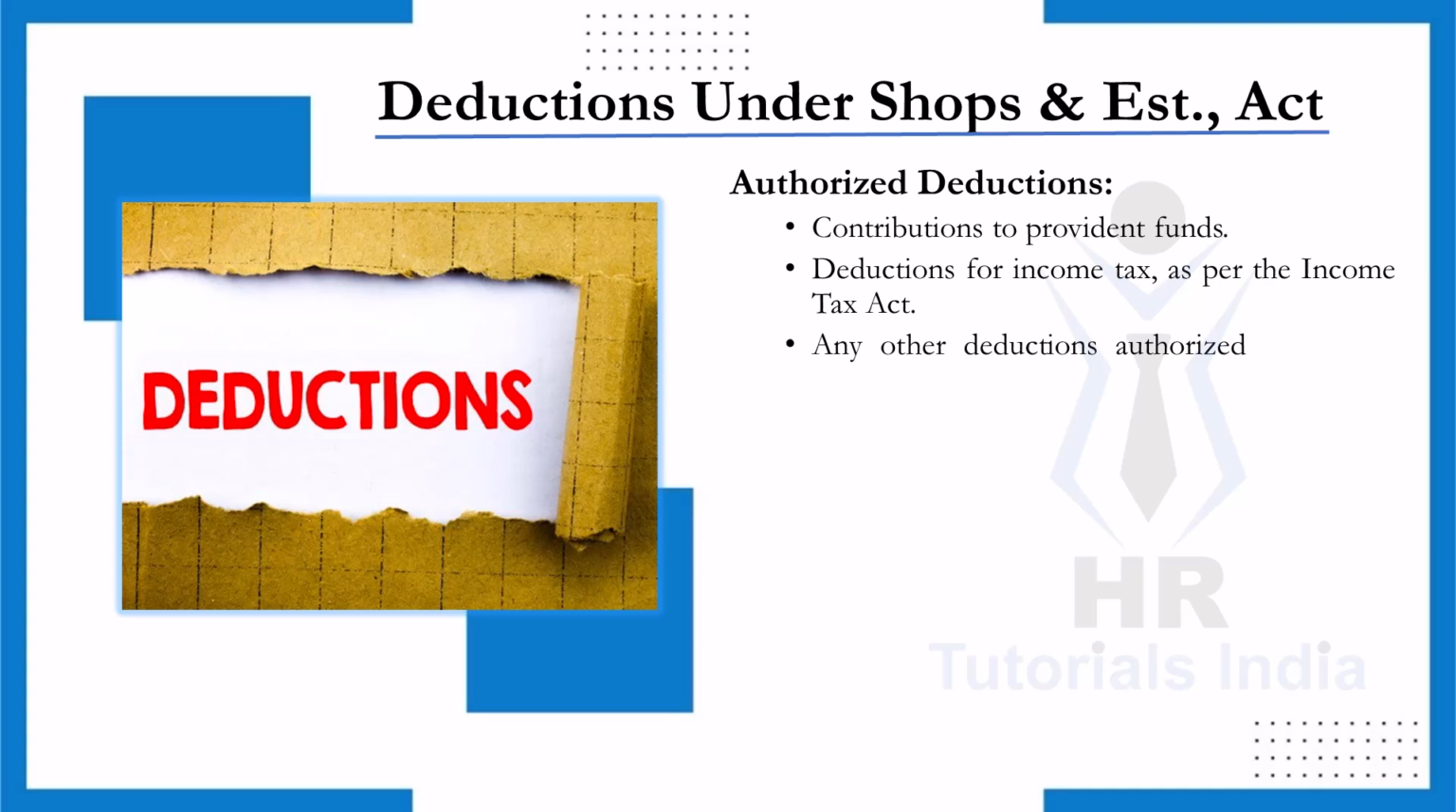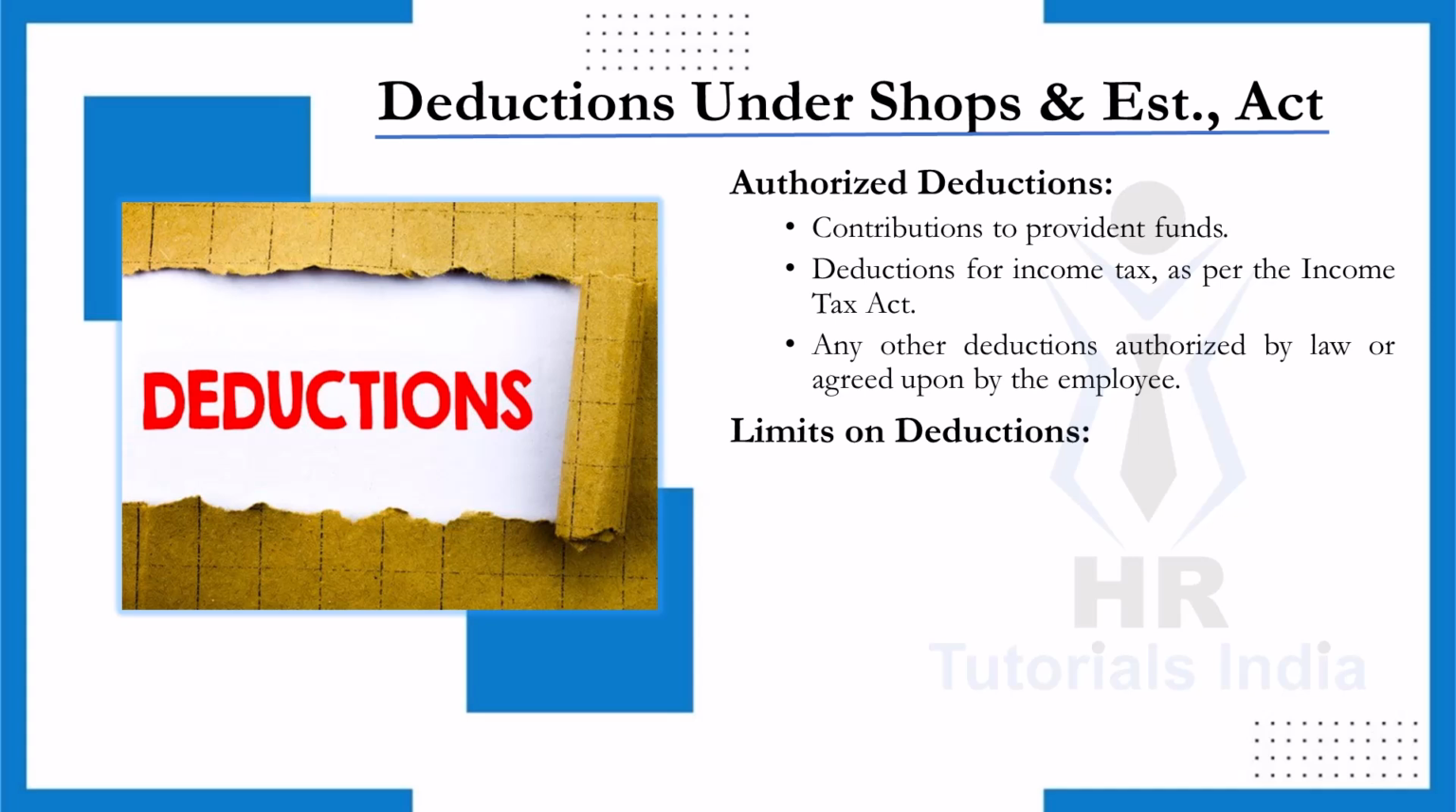Other authorized deductions. The Act also allows for additional deductions that may be authorized by law or agreed upon by the employee. This could include things like insurance premiums, loans, or deductions for any service provided by the employer, provided there's mutual agreement or legal backing.